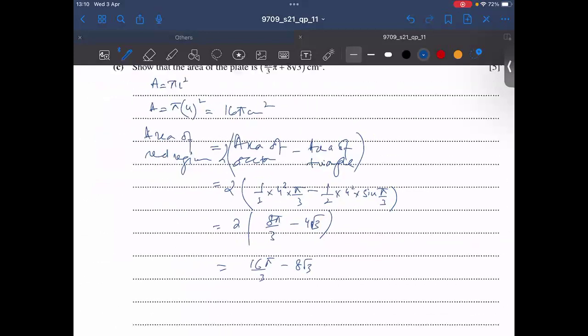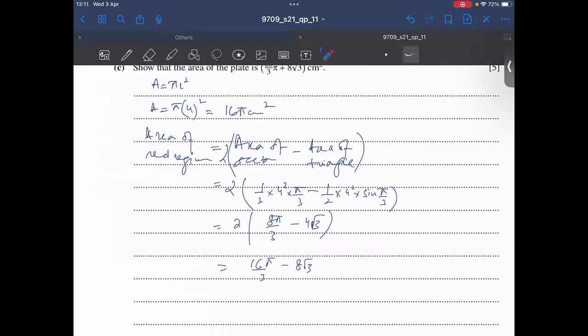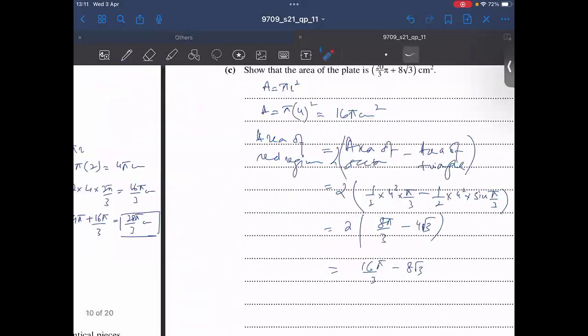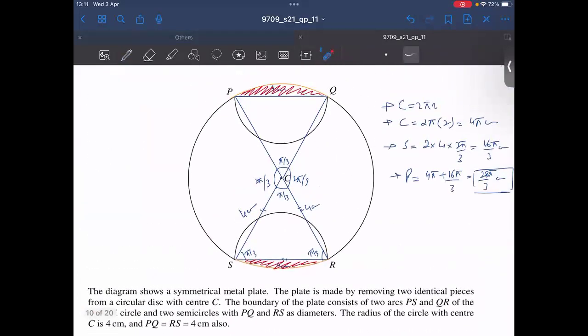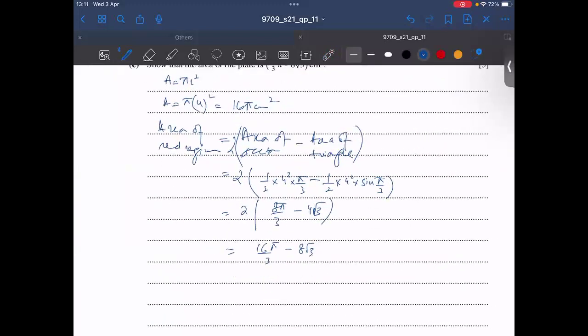So that is the total area of the red regions: 16 pi by 3 minus 8 square root of 3. And from now, the area of the circle, I'm going to subtract the total area of these red regions. So I'm going to get the area of the plate. All right.